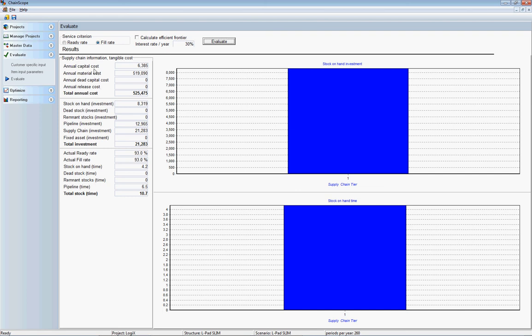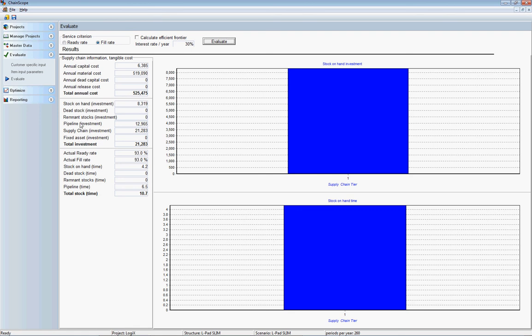Here you see the annual capital cost and annual material cost. The dead capital cost relates to the so-called dead stock, and that is stock that does not contribute to customer service. In the simple case of only end items, there will be no dead capital cost. Only when you start assembling and you take that into your supply chain model, that capital cost may occur. The annual release cost is also zero because we didn't put in any fixed order cost.